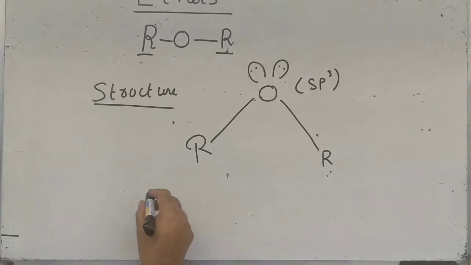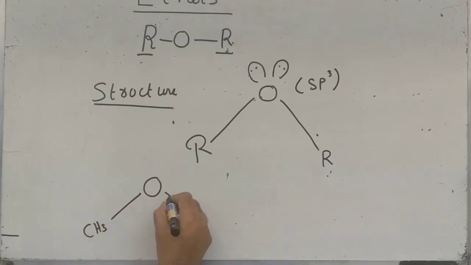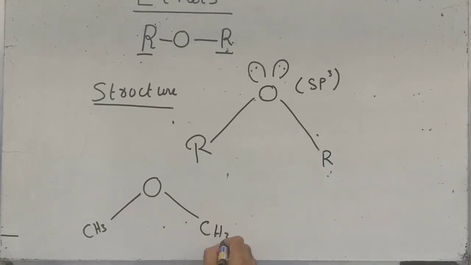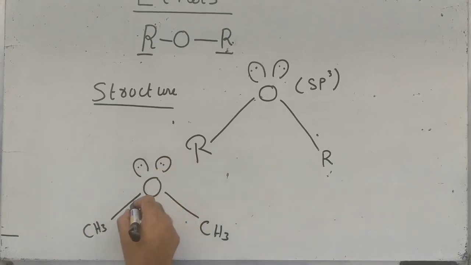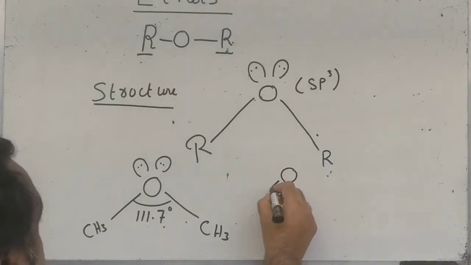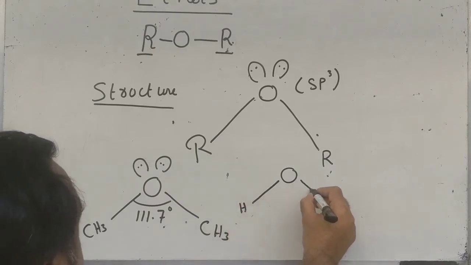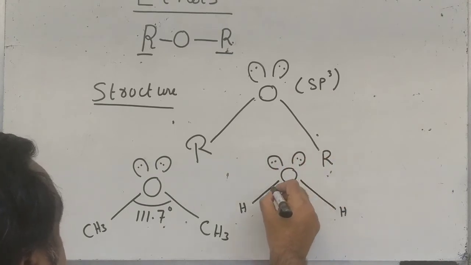Now, if you see the first ether, the simplest ether, we have dimethyl ether, an ether functional group. Its bond angle, 2 lone pair, 2 bond pair. The bond angle is approximately 111.7 degrees. That's the bond angle. If you compare the structure with water, water also has the angular shape, 2 bond pair, 2 lone pair. But you know, in water the angle is 105 degrees.